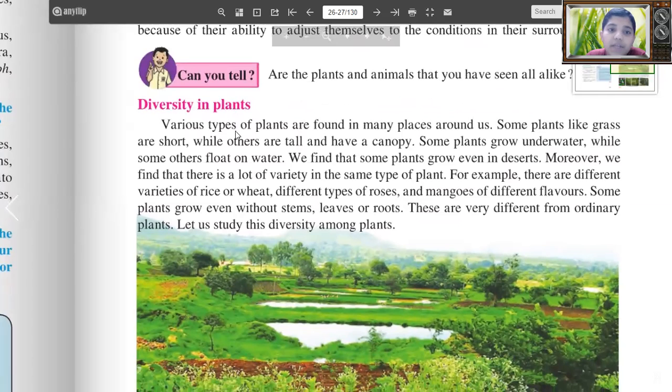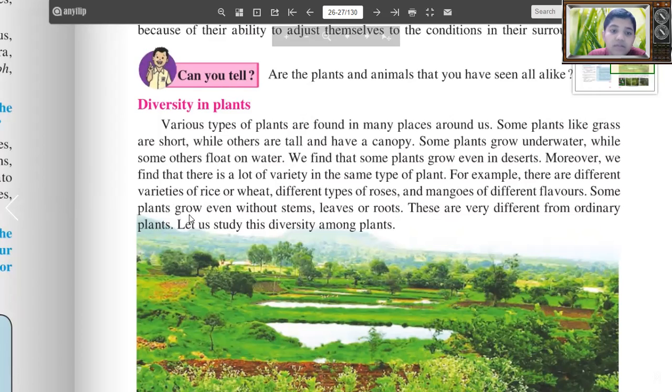Diversity in plants. Various types of plants are found in many places around us. Some plants like grass are short while others are tall and have a canopy. Some plants grow underwater while some others float on water. We find that some plants grow even in the desert. Moreover, we find that there is a lot of variety in the same type of plants. For example, there are different varieties of rice or wheat, different types of roses, and mangoes of different flavors.